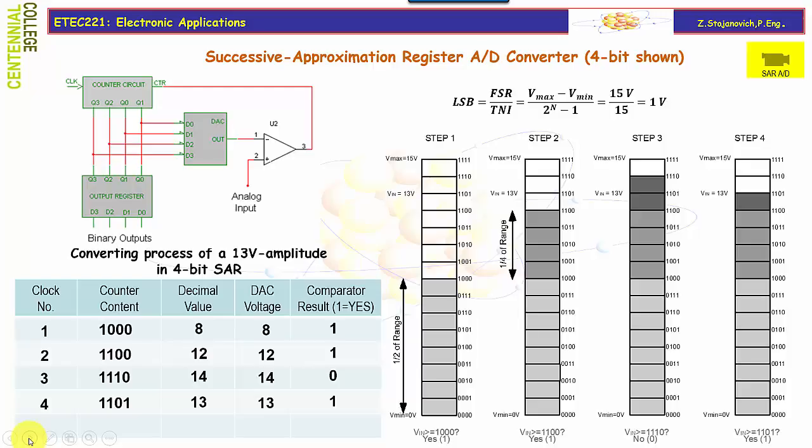We counted 4 steps for a 4-bit converter with 16 different amplitude levels. In case of 256 levels, for instance, 8 clocks would be sufficient to complete the conversion, which makes the SAR analog to digital converter relatively fast.